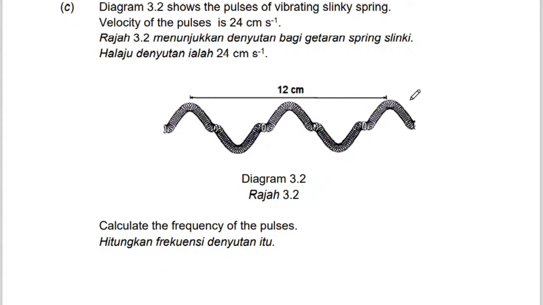So diagram 3.2 shows the pulse of a vibrating Slinky spring. The velocity of the pulse is given as 24 centimeter per second. Okay, 24 centimeter per second. Then they give you this diagram. Then they ask you to calculate the frequency of the pulse.